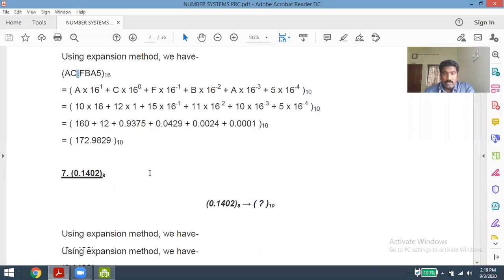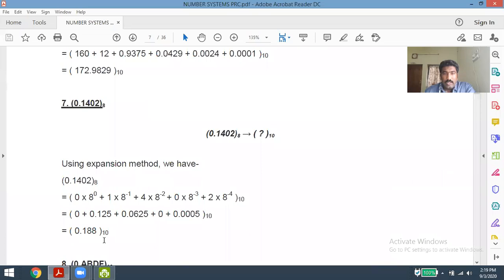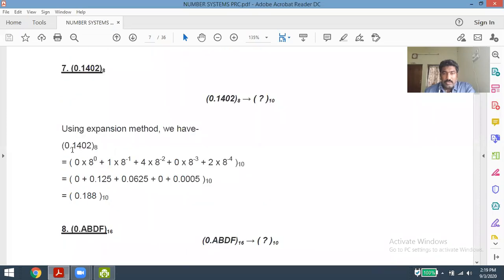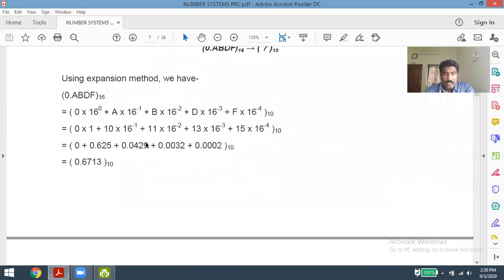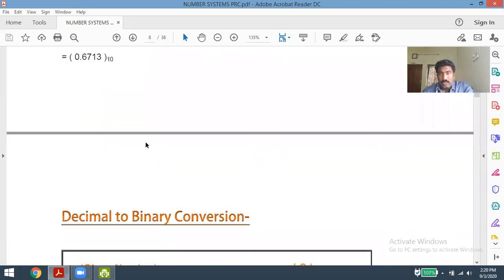Just look here. Here we have 0.1402 base 8. It is the same method. Take the point value, and before the point I have 0, so I multiply 0 with 8 power 0, plus 1 into 8 power minus 1, plus 4 into 8 power minus 2, plus 0 into 8 power minus 3, plus 2 into 8 power minus 4. This is the process of converting a number from any number system to the required decimal value. Is it clear, or do you have any doubts?